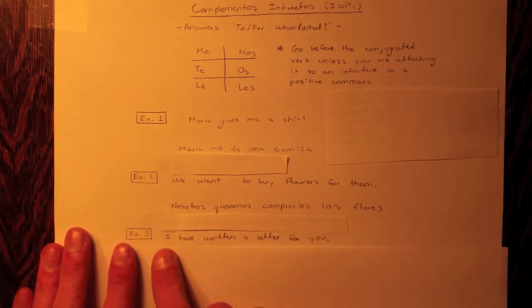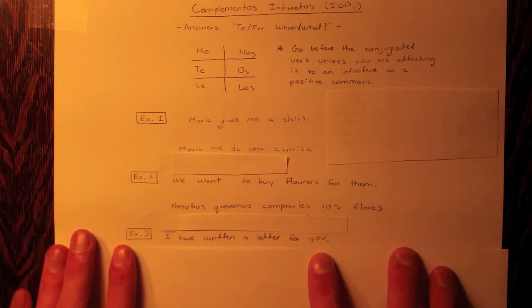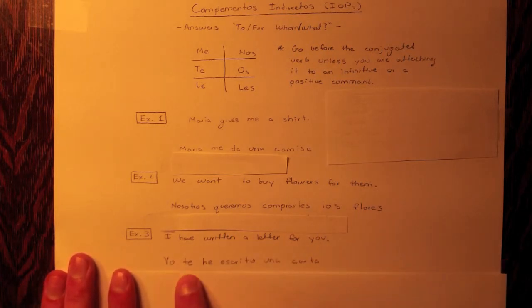Finally, in the example, I have written a letter for you. You is the indirect object. So this can turn into yo te he escrito una carta.